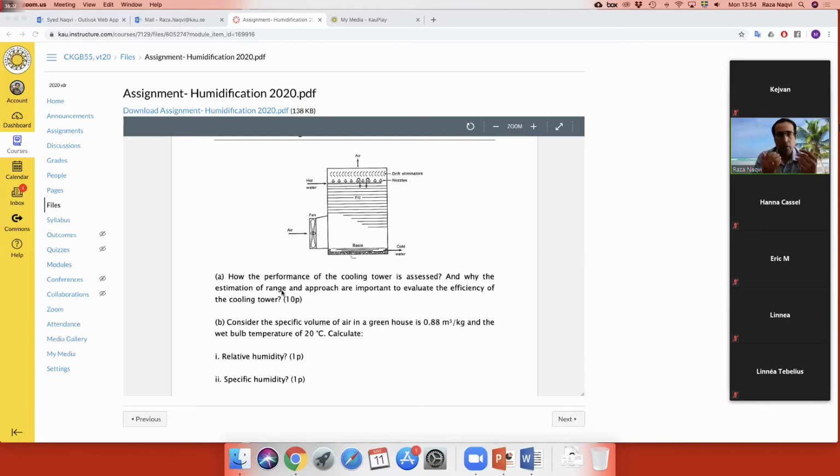And you also have to think about why we have to estimate the range and approach in order to evaluate the efficiency. We have discussed range and approach as well, but you can think about why it is important to estimate range and approach in order to evaluate the efficiency.